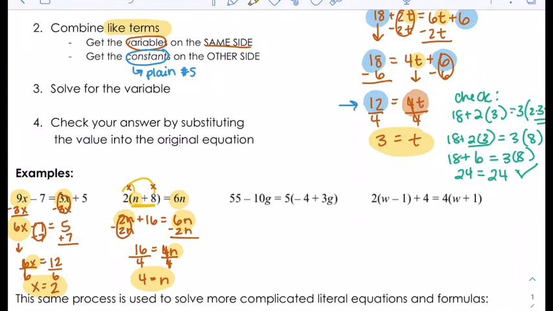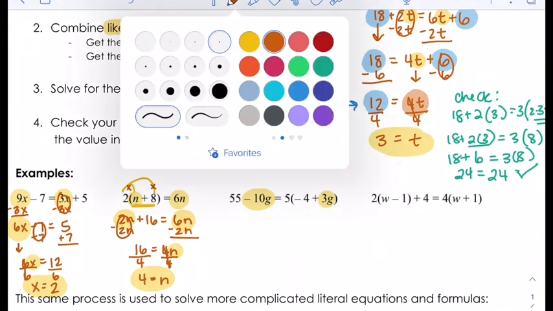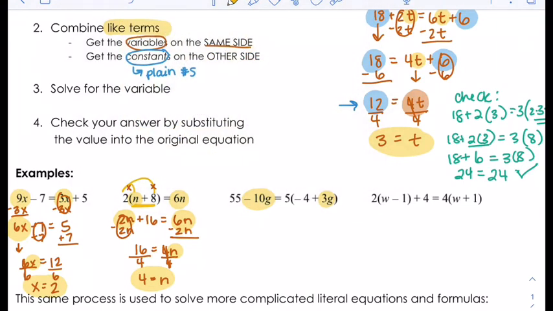In this next example, I have 55 minus 10g equals 5 times the quantity negative 4 plus 3g. My variable here is g. On the left, I have negative 10g, and on the right, I have 3g, but it's inside parentheses. So the first thing I'm going to need to do is distribute. What's happening here is I have 5 times negative 4 plus 3g. That means I have 5 times negative 4 and 5 times 3g.